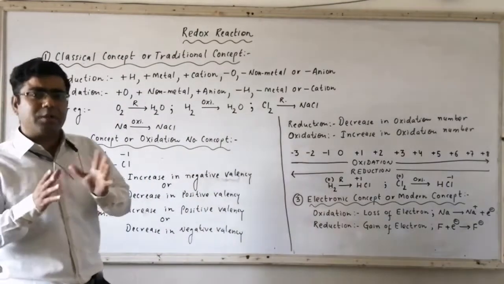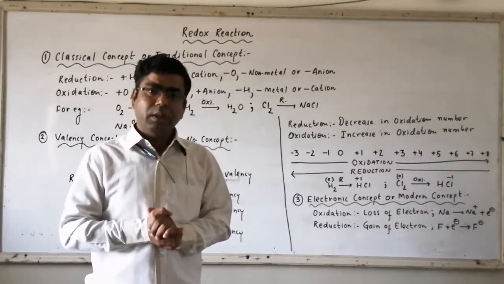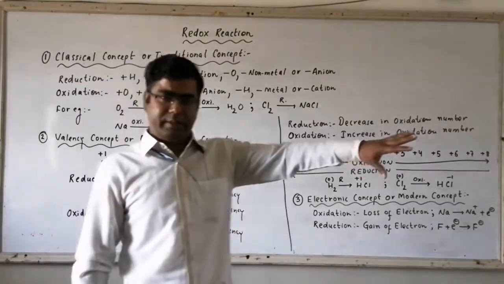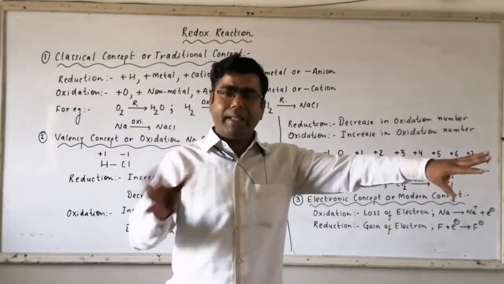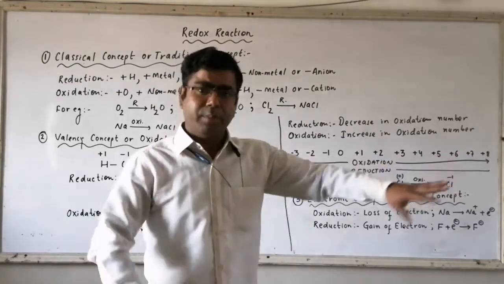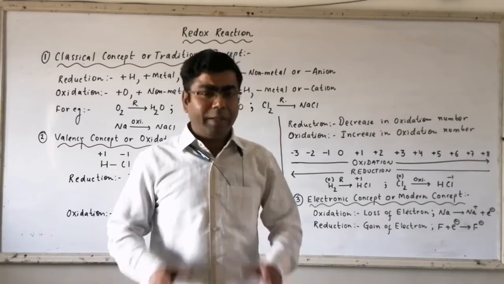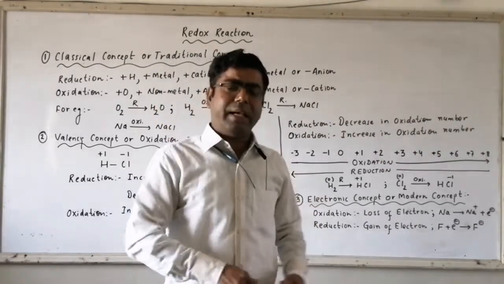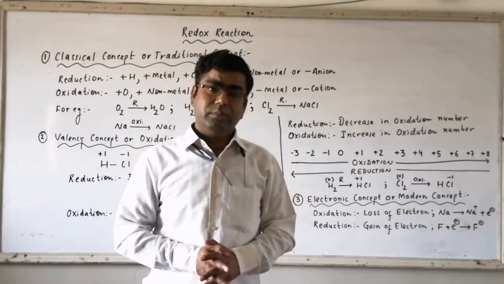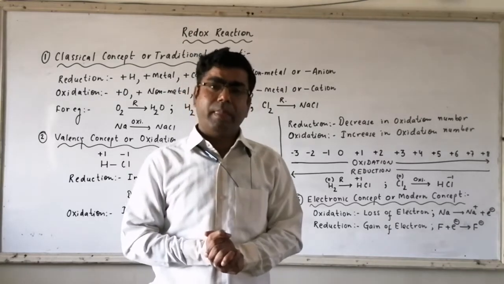Oxidation number depends on the movement of electrons. If electrons are moved away from an atom, then the atom gets a positive oxidation number. If electrons are moved towards an atom, then the atom gets a negative oxidation number.